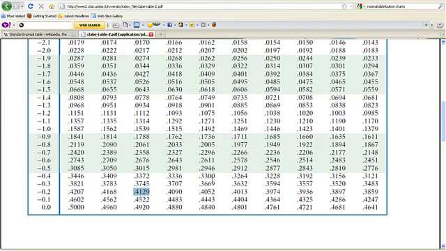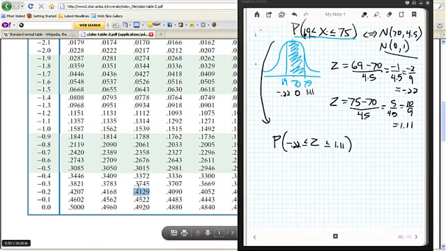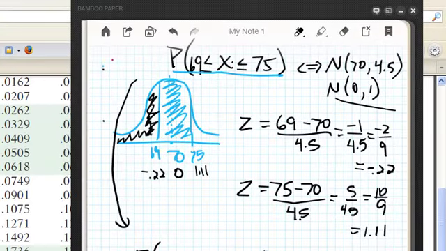This tells me that the value to the left of the z-score of negative 0.22 is 0.4129. Now that value represents area or probability. So let's label our little drawing. That tells me that this area in here is 0.4129, this blackened area right there.